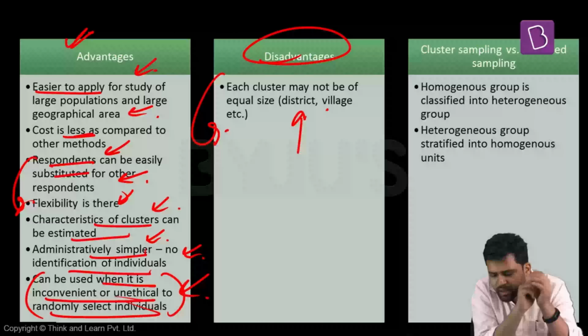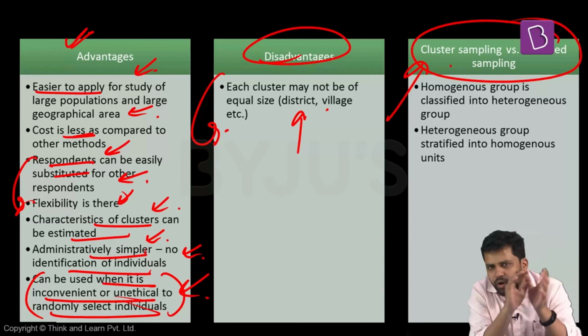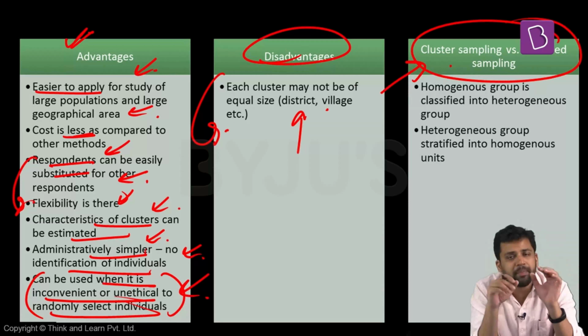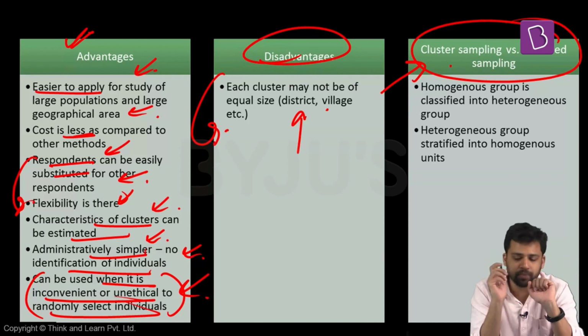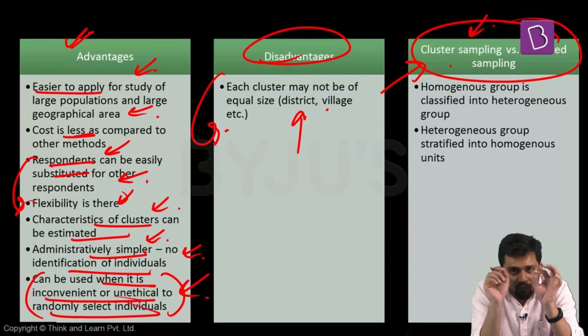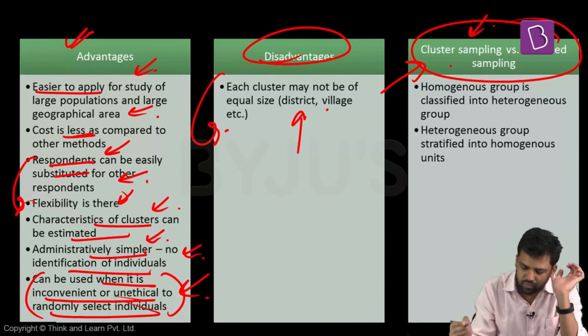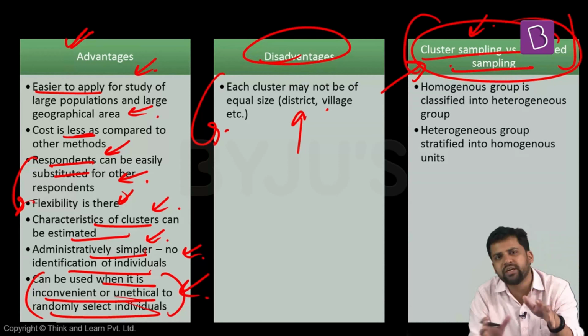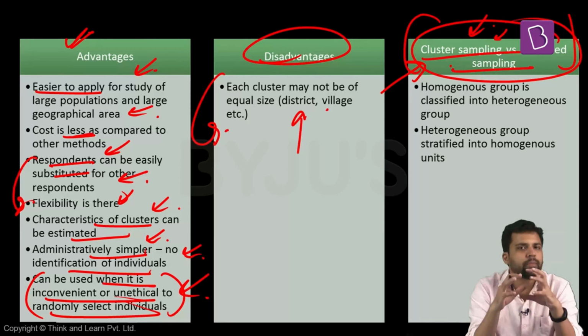The difference between cluster sampling and stratified sampling, we have already discussed. When it comes to stratified sampling, there is homogeneity within groups and heterogeneity between groups. When it comes to cluster sampling, there is heterogeneity within subgroups, but homogeneity between subgroups. That is important and differentiates cluster sampling from stratified sampling. So this is about the cluster sampling method.